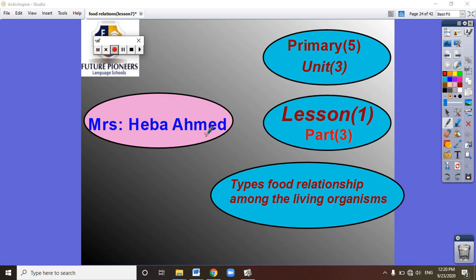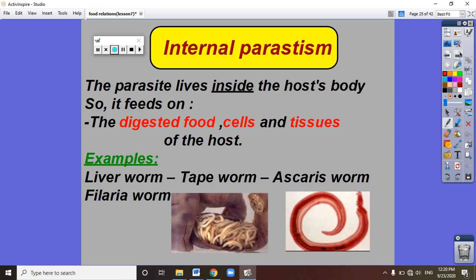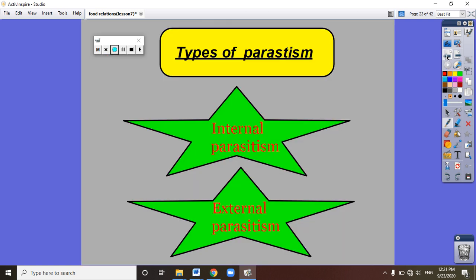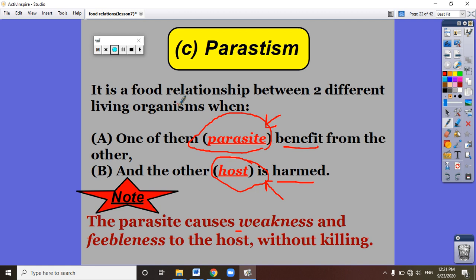Today we will finish lesson 1 and take part 3 from it. Lesson 1 in unit 3 is talking about food relationships. You remember we took predation and symbiosis, and we learned that symbiosis has 3 types: mutualism, commensalism, parasitism. And we started with parasitism, and we know that in the parasitism food relationship, one of the living organisms gets benefit, which is called the parasite, but the other gets harm, which is called the host.